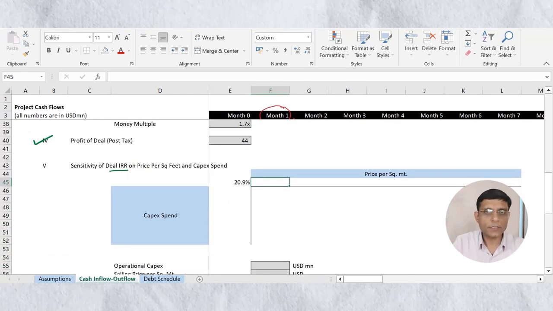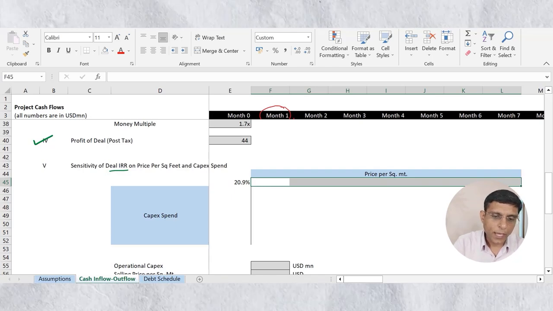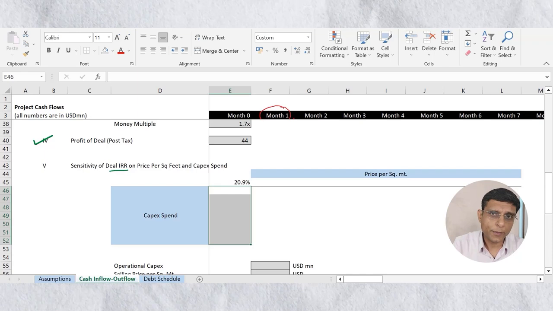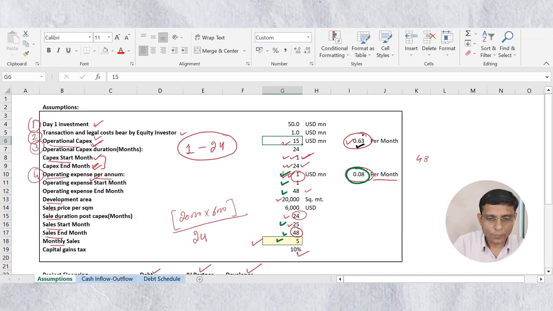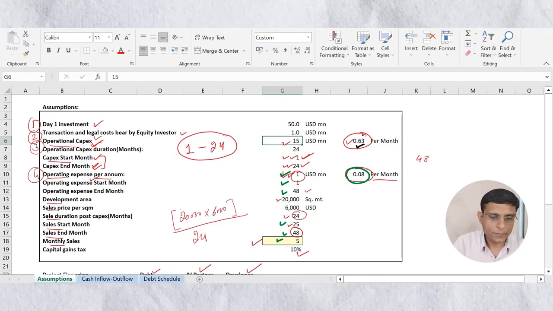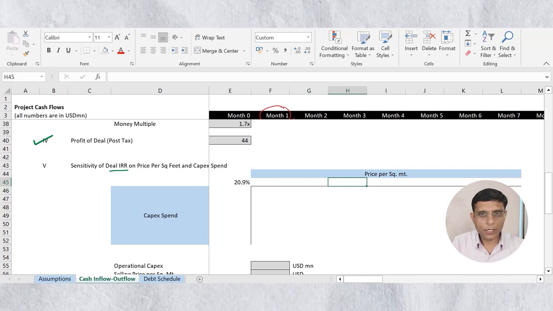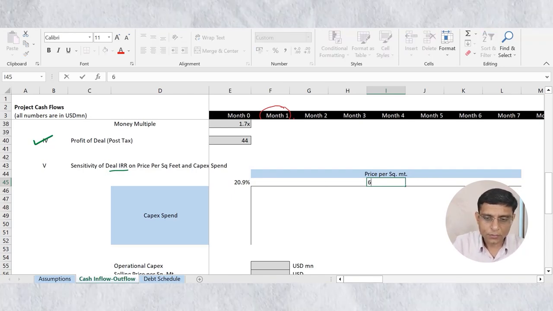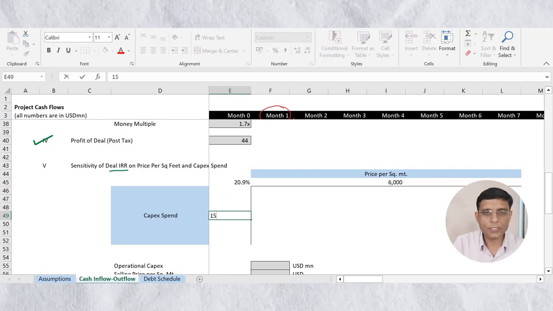You can see in this sensitivity analysis I have kept 7 columns. It means I am assuming 7 different selling prices per square meter, and 7 cells in the column, so I am assuming 7 different possible values of capex spend. In the middle of this table, row and column, I'll keep my base case assumption. My base case assumption is my selling price is 6,000 per square meter and $15 million is my operational capex. So here, this is my middle. 3 I'll leave on the left hand side and 3 on the right hand side. I'll keep 6,000 as my base case assumption. Likewise, in the column, I'll keep $15 million in the middle as my base case assumption.